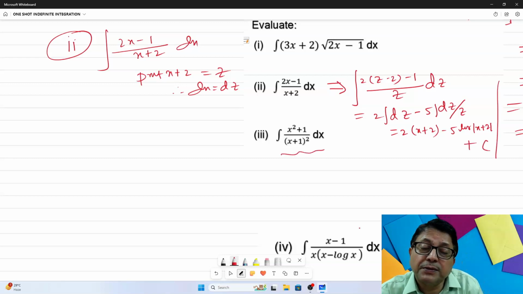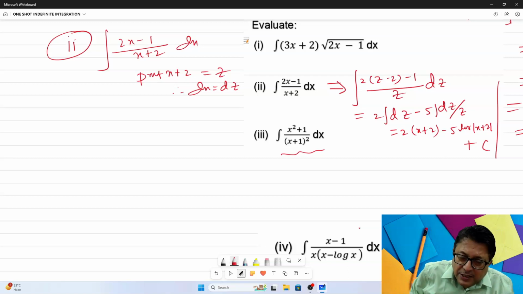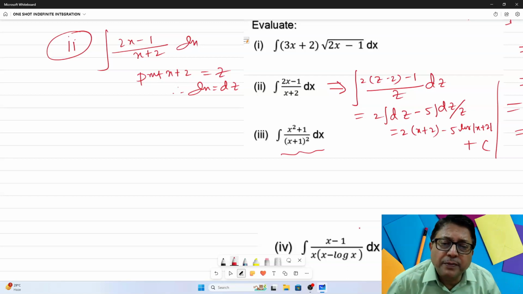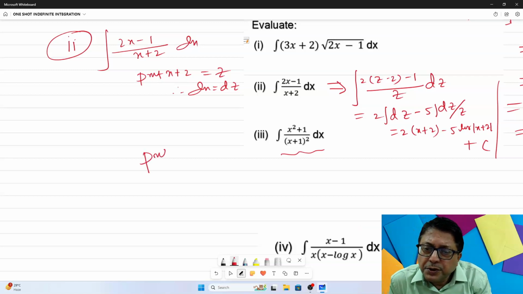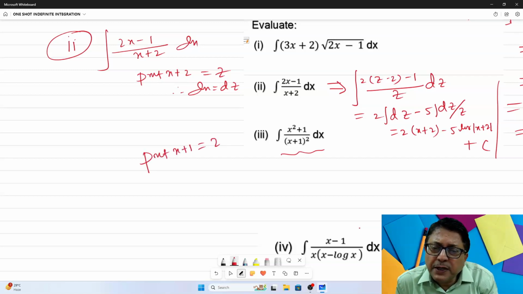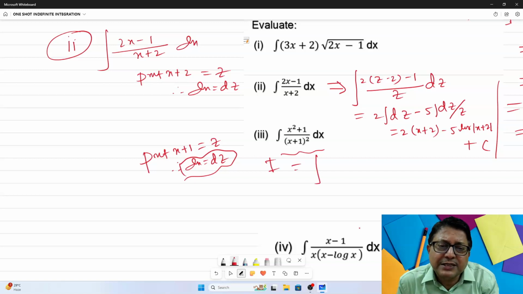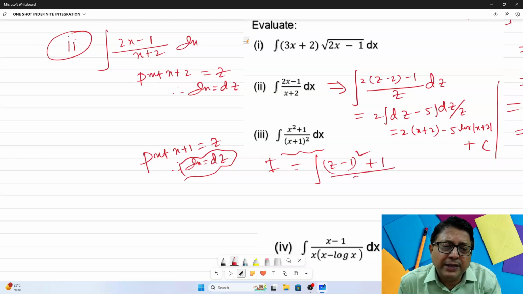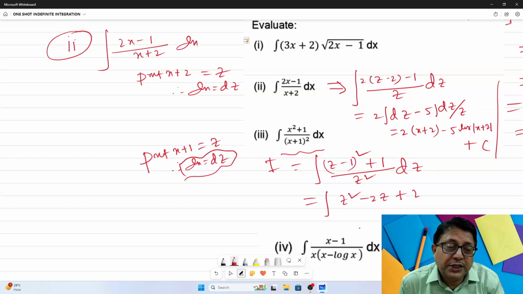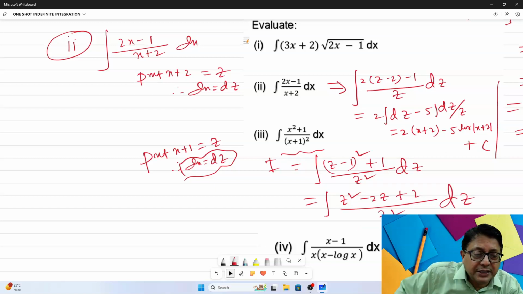How do you solve this one? x plus 1 whole square there in the denominator. How to solve it? You put x plus 1 equal to z. So dx will be dz. I is equal to x, again will be replaced, z minus 1 whole square plus 1 by z square dz, that is z square minus 2z plus 2 by z square dz. Alright.